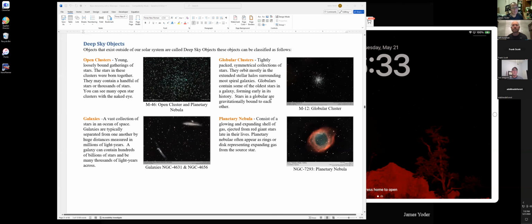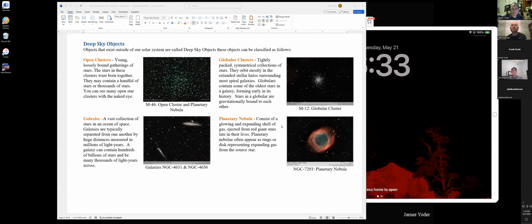They're not sure exactly how these things form. And like I said, they're very old stars, so kind of interesting. Next is galaxies. That's just a vast collection of stars in the ocean of space that are all associated together. They're separated from one another by huge distances measured in millions of light years. A galaxy contains hundreds of billions of stars and can be many thousands of light years across.